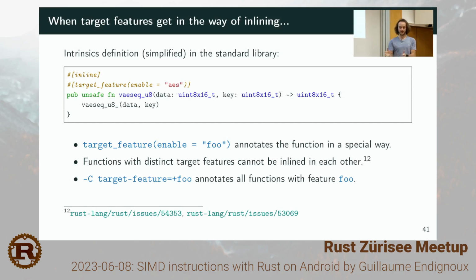Yeah, so I don't know if it's a limitation of the language itself or of LLVM in some way, but that's something that doesn't happen. And lastly, if at compile time you explicitly enable this target feature, it's as if all the functions in your program were annotated with this feature. So now you can inline them in each other. So yeah, that explains what happened for me.